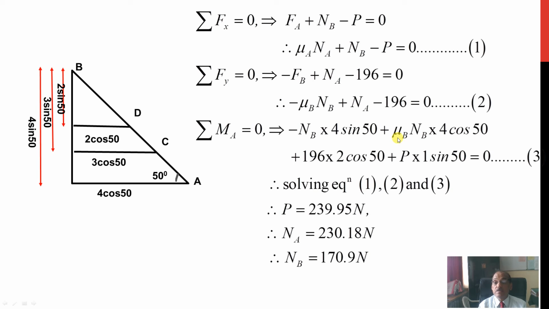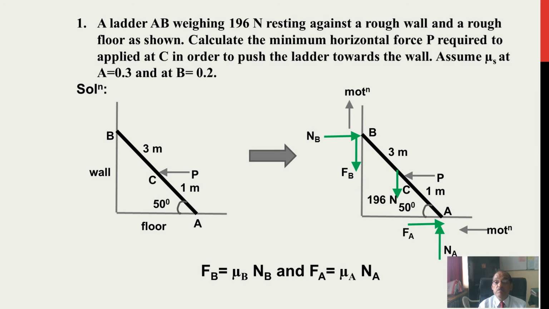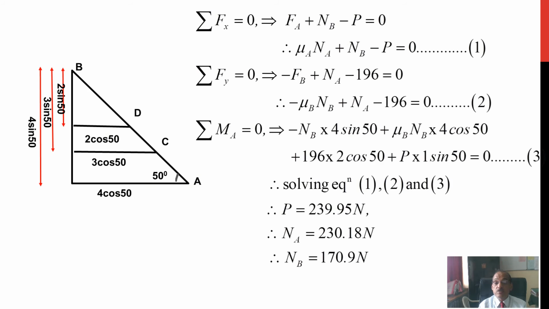Next is frictional force at point B. This is frictional force. FB is what? Mu B NB. How will it give moment at point A? If you take it like this, anticlockwise. So this will be plus mu B NB into horizontal distance 4 cos theta. Next is 196, the weight, into, it is acting at the center, and that's why the distance will be 2 cos theta. It is giving anticlockwise, that's why positive.